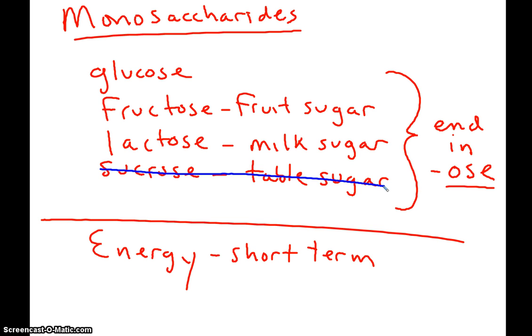But one thing that I want you to notice from this is they all end in ose. They all end in ose. So we can tell sugars is that they end in ose. And the main function of monosaccharides is energy, short term. If you have some hard candy or something like that, fruit juice, you're going to get energy very quickly. Our body digests it. And the main function, again, is short term energy.